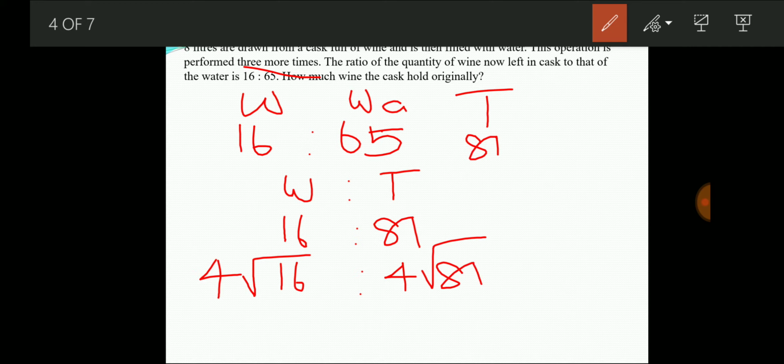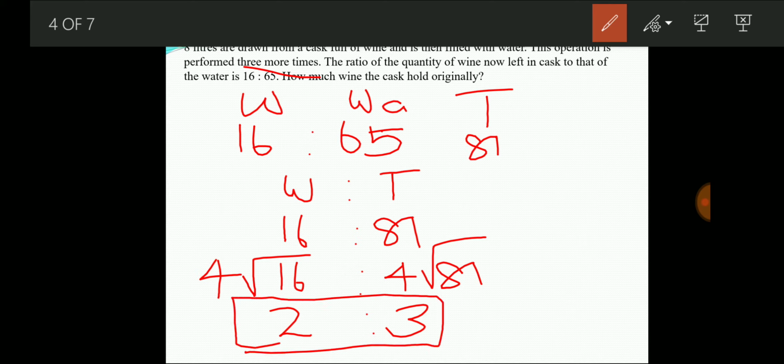So what do we get here? It's nothing but 16. The 4th root of 16 is 2, because 2 into 2 into 2 into 2 gives us 16. And 3 into 3 into 3 into 3 gives us 81. So the 4th root of this is 2 is to 3. So 2 is to 3 is giving you the first ratio after the first process of removal happens. So 2 is to 3.